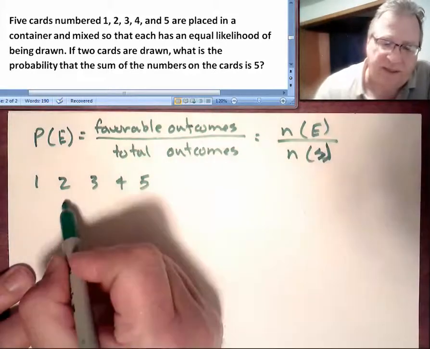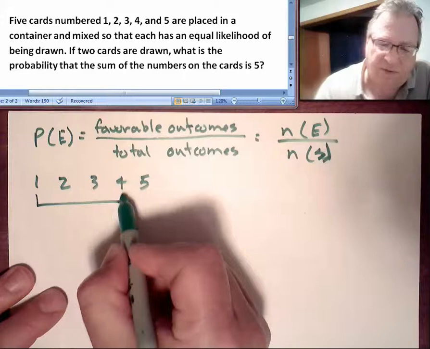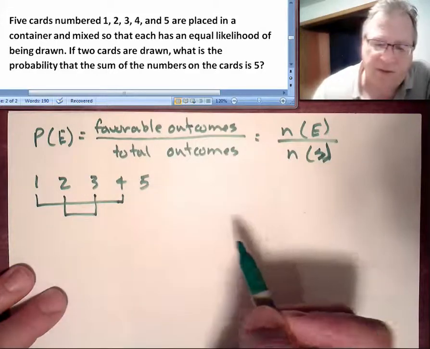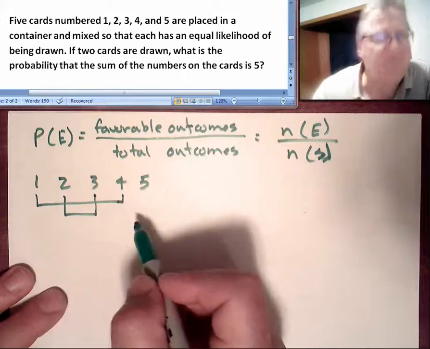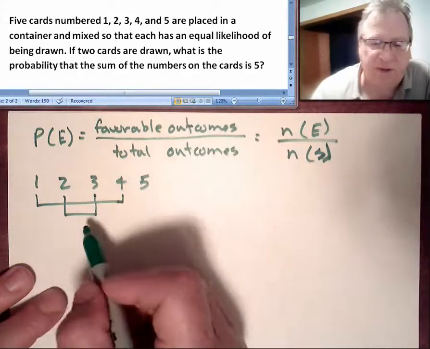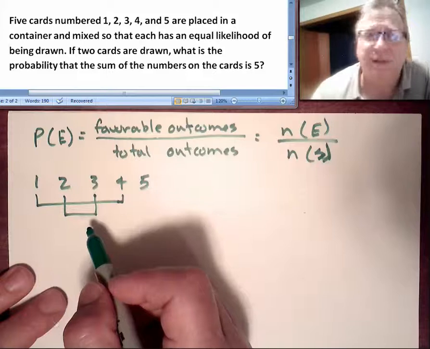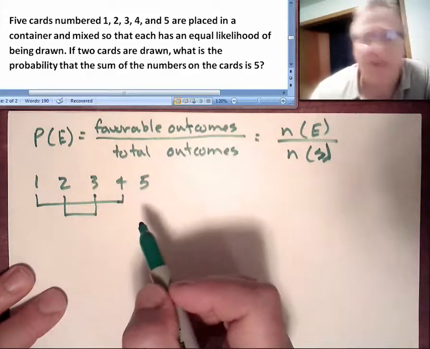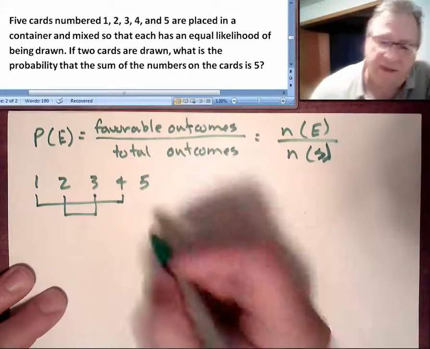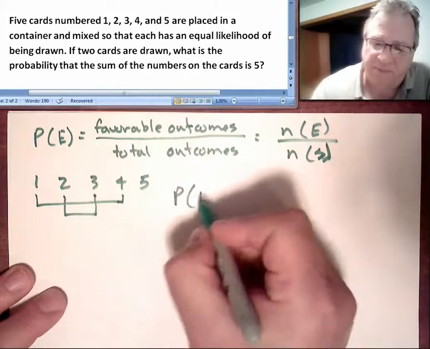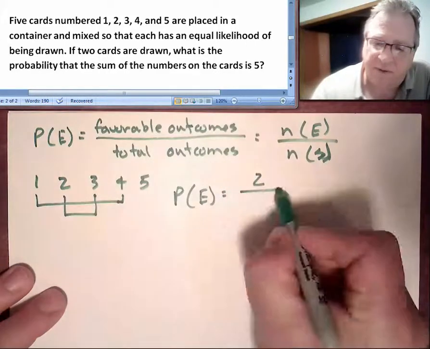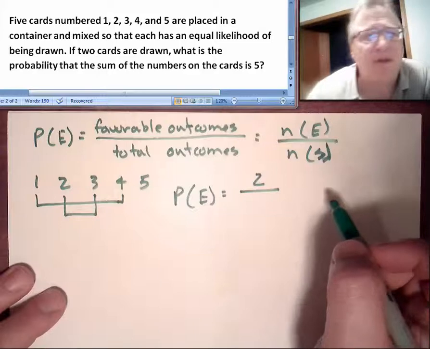Well, let's see. 1 plus 4 will work, won't it? 2 and a 3 will work. A 5 and no, nothing else works. There are only 2 ways that you can possibly pull 2 cards from this hat, add them together, and get 5. So there's our numerator, folks. There are 2 possible favorable outcomes.